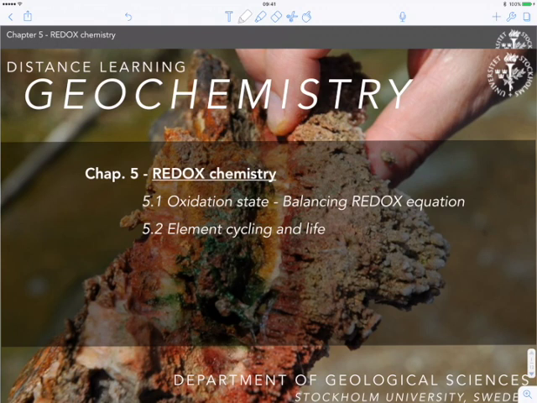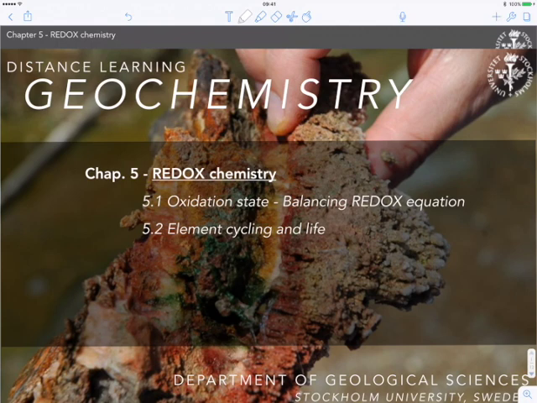Then we will use those notions into defining element cycling. Not spend too much time, of course, but just show how to use redox chemistry and also acid-base, chapter 4, to understand element cycling, and also life. Because life can be seen as nothing else than organisms, like us, like bacteria, like any other organism, doing redox chemistry in order to get energy to perform metabolism.